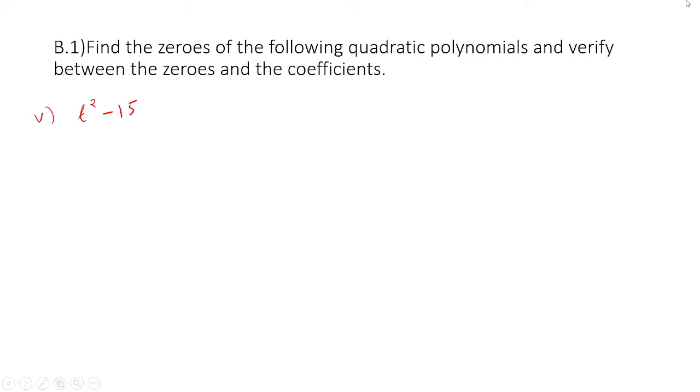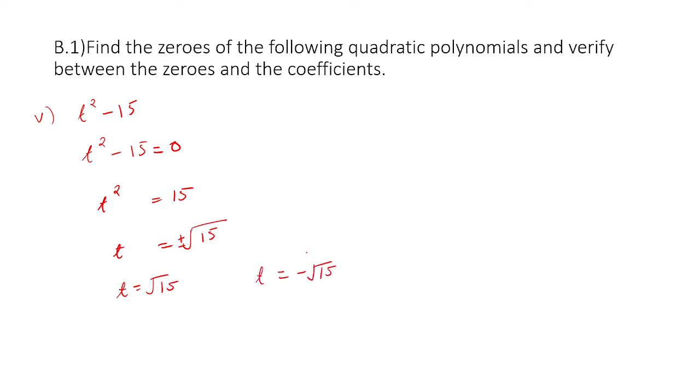Okay. So in order to find the zero, all we have to do is equate this given quadratic equation equal to 0. So t square is going to be equal to 15. Now if you want to remove the square from here, we take the square root to the other side. So we shall get this as plus minus root 15. So we get two values of t, one which is root 15 and the other which is minus root 15.